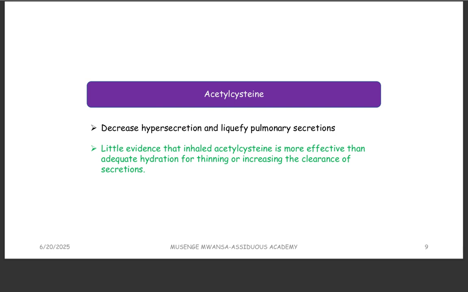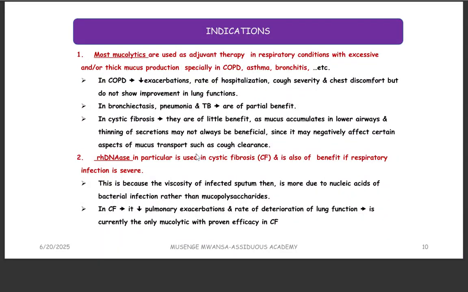It's actually going to be able to thin the mucus and then it will also help in that cough. So there's no evidence that when you take the acetylcysteine, it is going to act better than you just getting to hydrate more. So indications, when do we use the N-acetylcysteine?